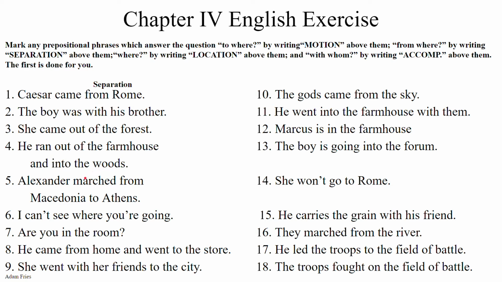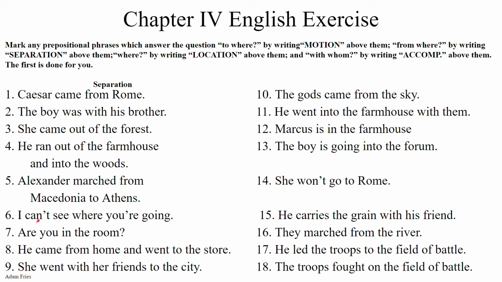5, Alexander marched from Macedonia to Athens. So Alexander's the subject, marched is the verb. He marched from Macedonia. This would be separation. Macedonia, so ablative of separation. To Athens. He marched to Athens. This is going to be an accusative of motion. Motion towards. We are going motion towards to Athens.